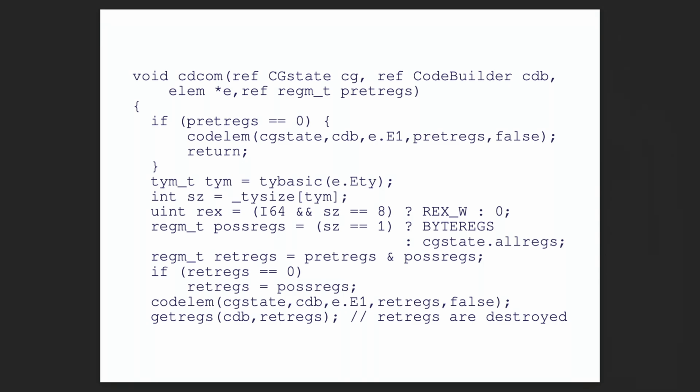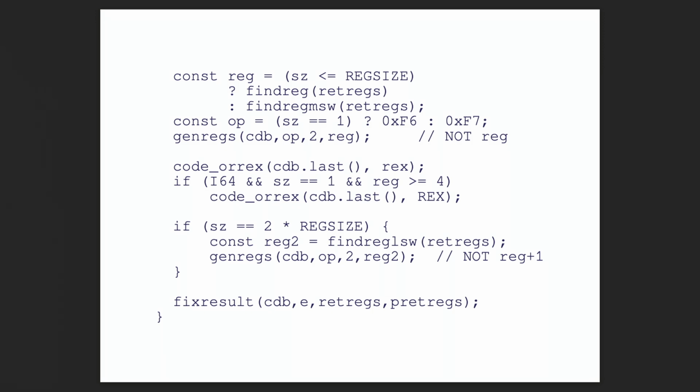So here's the typical flow inside of a code generator function. It extracts the types. The rex is one of those weird problems with x86. Possible regs are regs I need to use to evaluate it. Down there you see cod elem that evaluates the left tree into return regs. And then you mark those registers as destroyed because I'm going to destroy them. And then you generate the instruction, which is a not. If it needs two registers, there's two nots being generated.